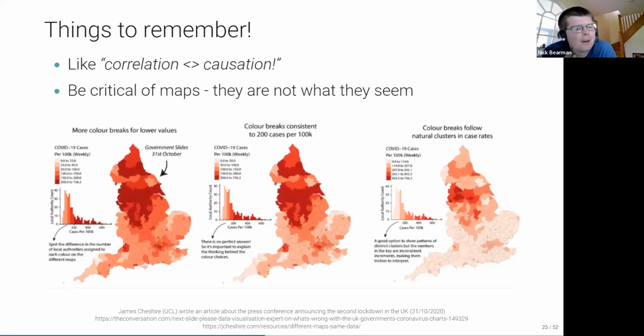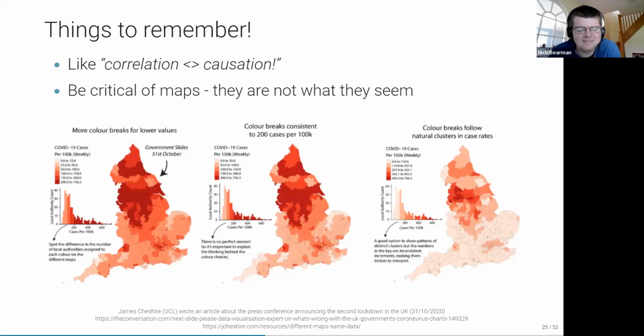Really important things to remember. I'm sure you've all come across the phrase correlation does not equal causation whenever you're dealing with statistics. The GIS equivalent of that, if you like, is, from my point of view, be critical of maps. So whenever you see a map, just because something's on a map doesn't mean it's true. We need to be critical about what we do with maps and how we interpret them. So the example here, we've got 3 different maps, and in fact, this is all using the same data. And this was some examples of the maps used by the UK government when they were doing some of their coronavirus press briefings, particularly for announcing lockdowns.